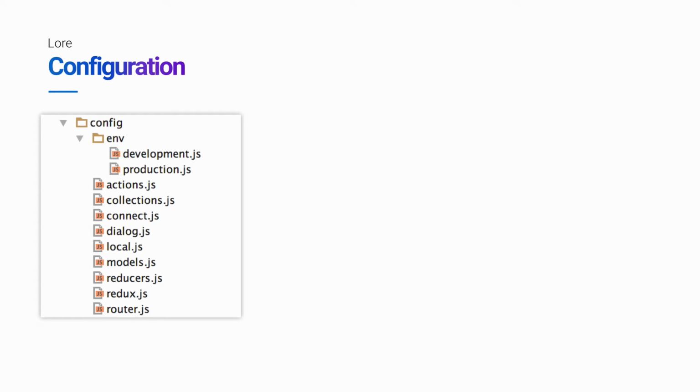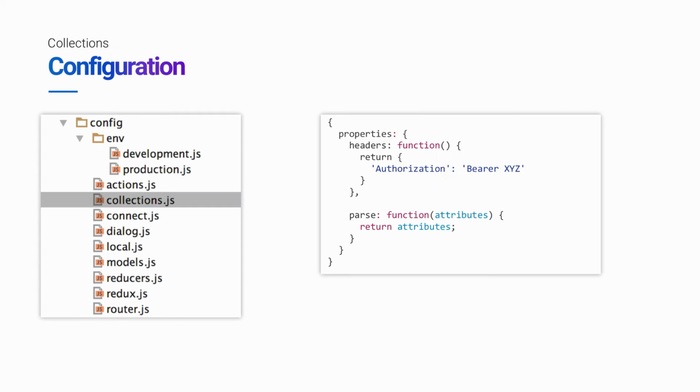To do that, we're going to look inside the config folder, but this time we're going to focus on collections instead of models. Similar to models, collections has some properties that can be overridden, and these will apply across the whole application. Like models, there is also a headers function that you can use to pass in headers that should be sent to those endpoints. And in this case, the function we're especially interested in is parse.